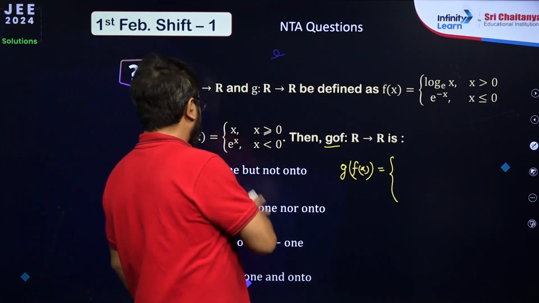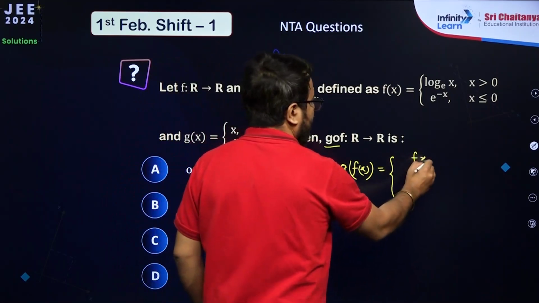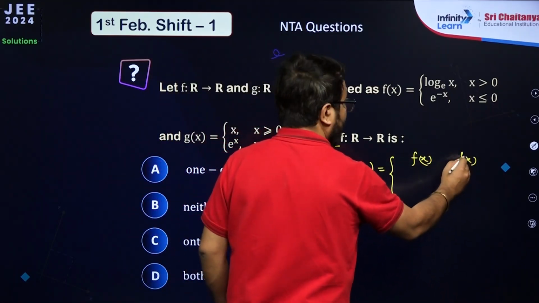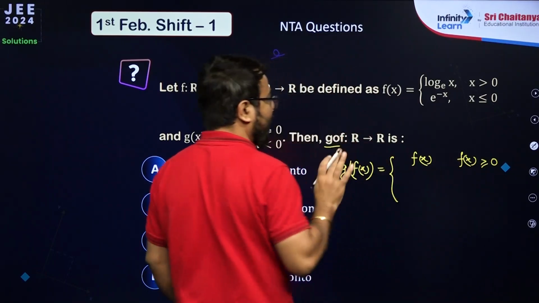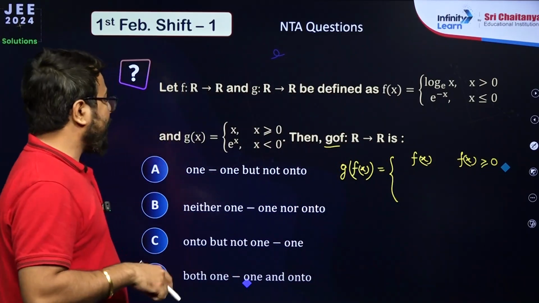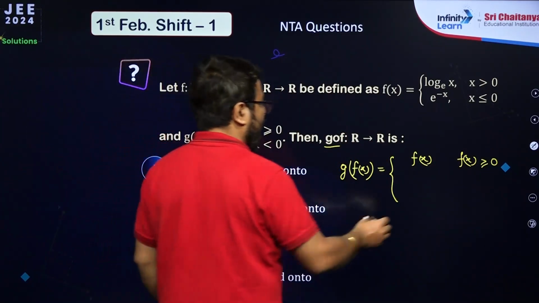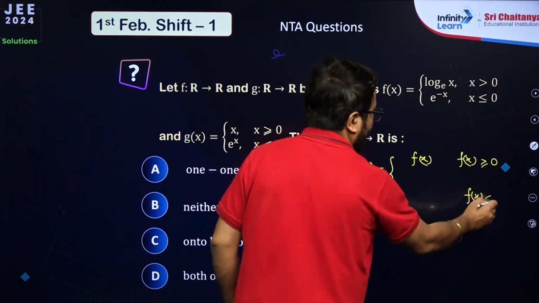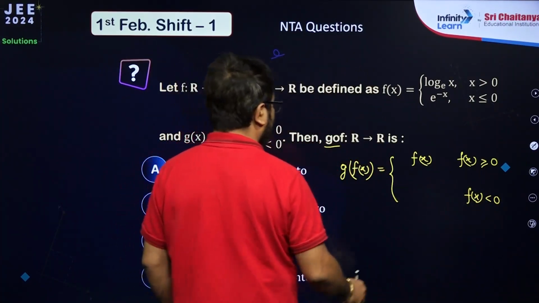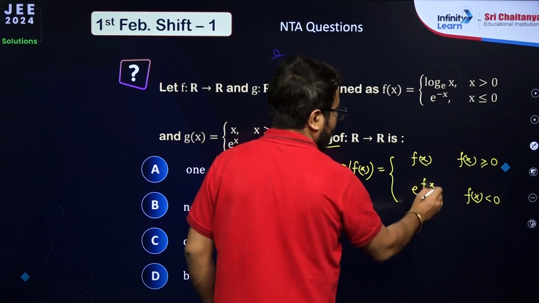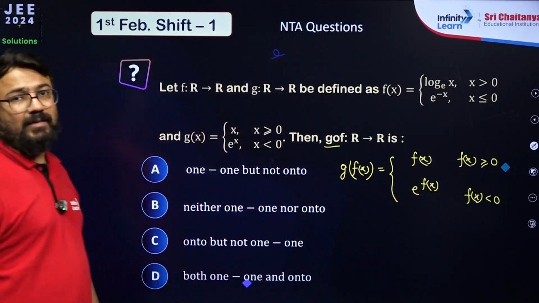If they want us to discuss g of f(x), then what will it be? So g of f(x) is strictly f(x) for f(x) positive. If f(x) is positive, then it will be f(x). And if f(x) is negative, then it will be e raised to the power f(x). I hope you are able to understand this.